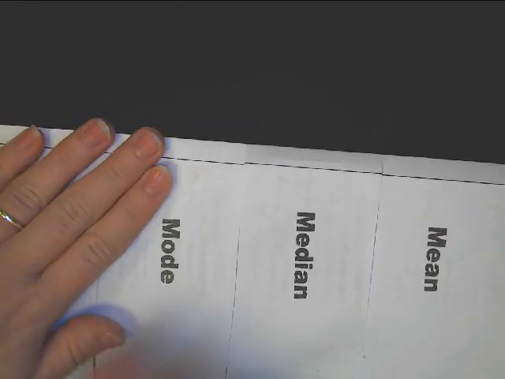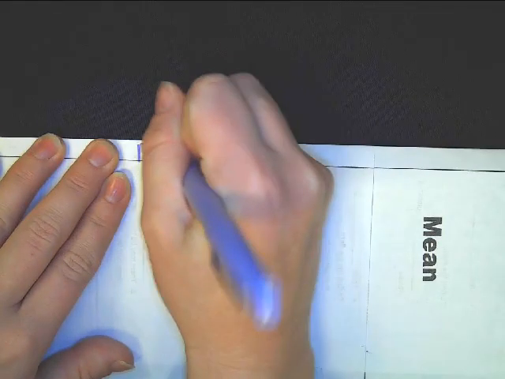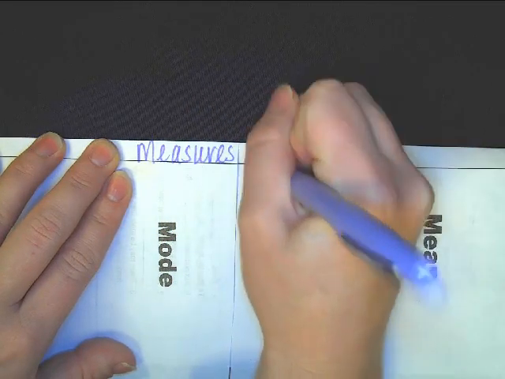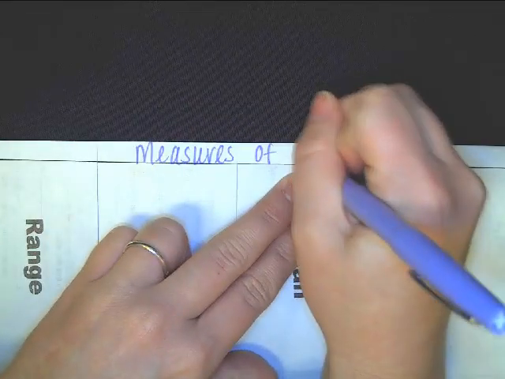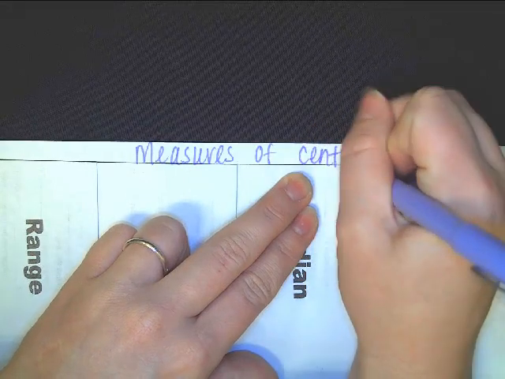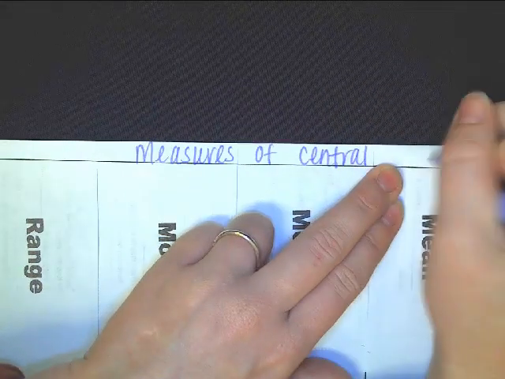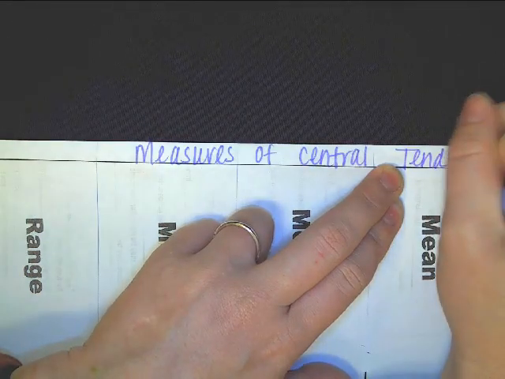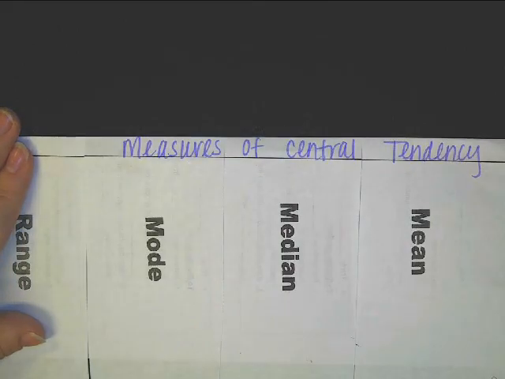But first, if you'll turn that foldable over here, I'm going to write, just so that we remember, this is measures of central, also known as the center, tendencies. Once you have that written down, go ahead and turn it back around.